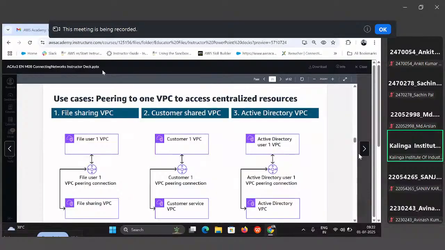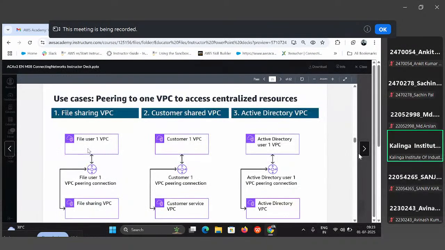And for all cases, like the use cases for peering, one VPC accessing centralized resources, like you have the file sharing VPC, another is a customer service VPC, and an Active Directory VPC. There was a scenario where different IT departments had different VPCs configured, and then you were connecting them to a transit gateway. That was a centralized process that we used at that time. But here this is the case of your mesh connections, or mesh architecture.